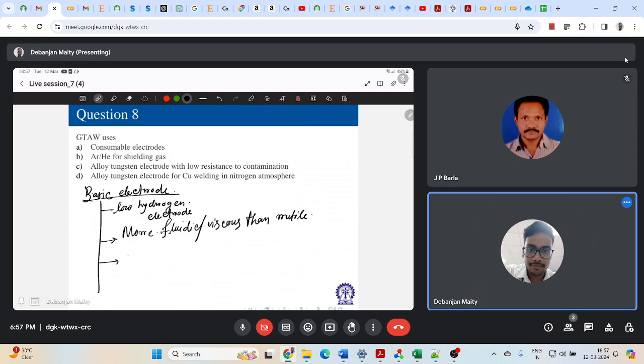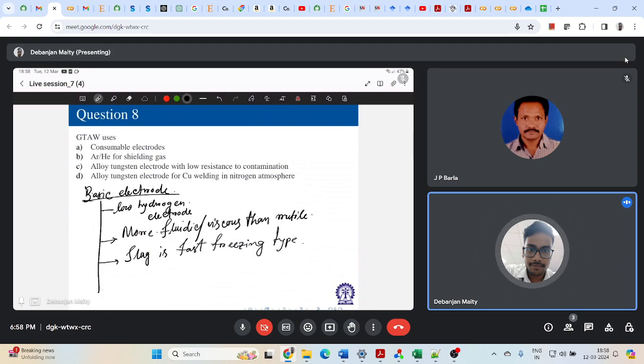However, the slag is of fast freezing type, right? It will cool down very fast, your slag. So what I was talking about, the easy removal of the slag for rutile coating, that is not the case for the basic electrode, where your hydrogen content is less. However, the viscosity or fluidic nature is more when you compare it with the rutile one, right?